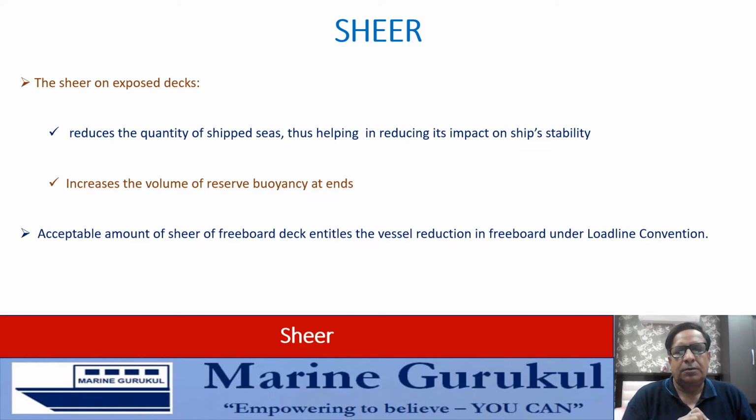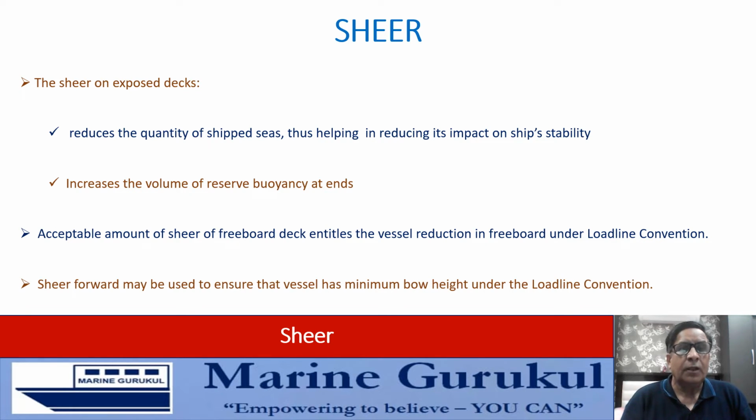Acceptable shear also entitles a ship to a reduction in freeboard under the load line convention, which you may be able to appreciate once you go to higher grades and learn about assignment of freeboard. Shear forward may also be used to ensure that the vessel has minimum bow height as required under the load line convention, because under the load line convention every ship will have to have a certain minimum bow height, and shear could be one way of the vessel attaining the required minimum bow height.